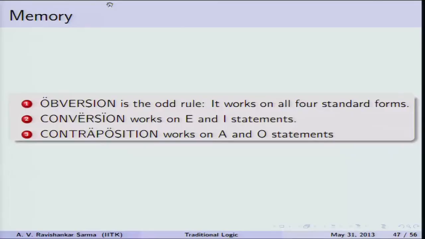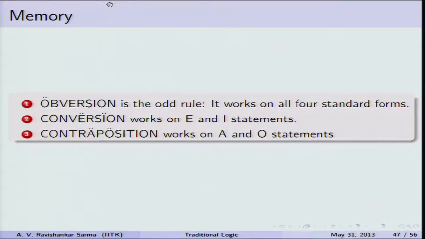And from the O proposition, for example some S are not P, you infer some non-P are not non-S, and in that case it is considered valid. There is a way to memorize this: the dots over the letters are what you need to take into consideration.